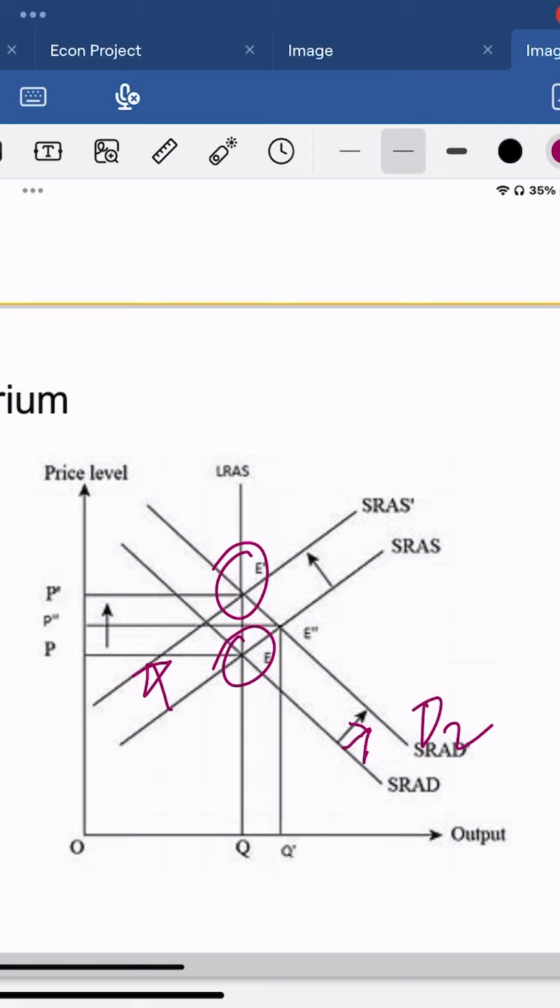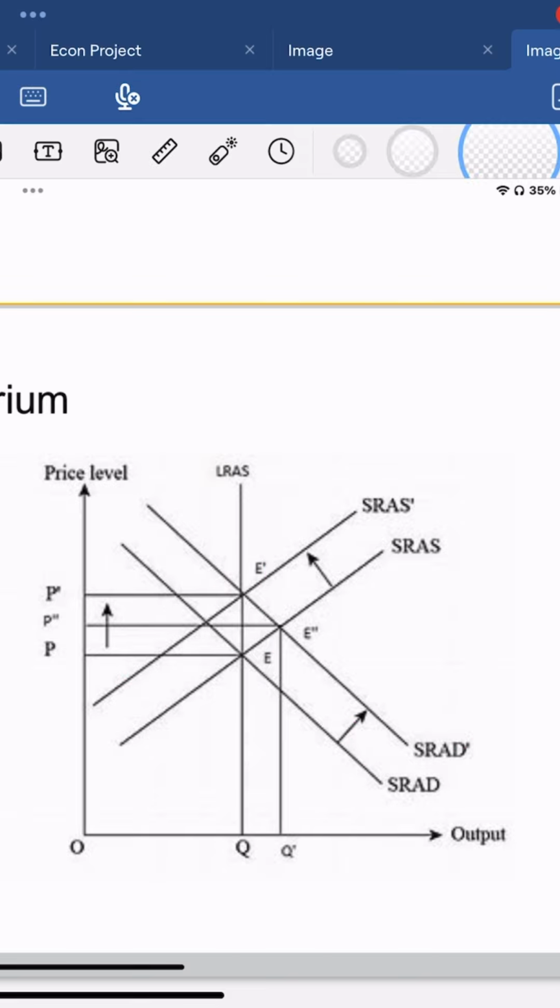And then we can also go backwards, and say there's a negative demand shock. Just ignore the arrows. If there's a negative demand shock, we would start at that price equilibrium in the long run, and then we just move down for the negative demand shock, and that would give us a new price equilibrium at the lower point.